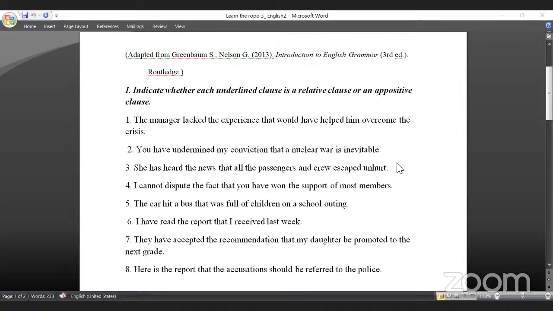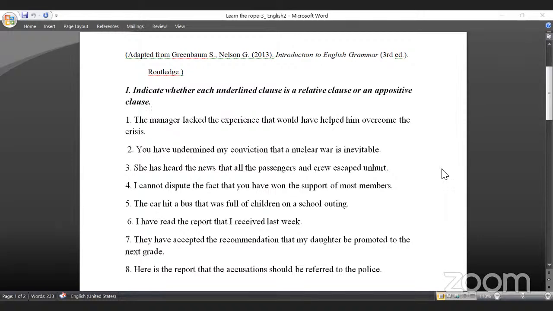Yes, ma'am. So what are those two sentences? You have undermined my conviction. And the second one is, a nuclear war is inevitable. Right? So then what kind of clause is this? If I remove that, I can still have a set of meaningful sentences. So this is an appositive clause. Here, a nuclear war is inevitable is basically the same as my conviction. It is referring to the same thing. My conviction and a nuclear war is inevitable are one and the same thing. They're referring to the same thing.